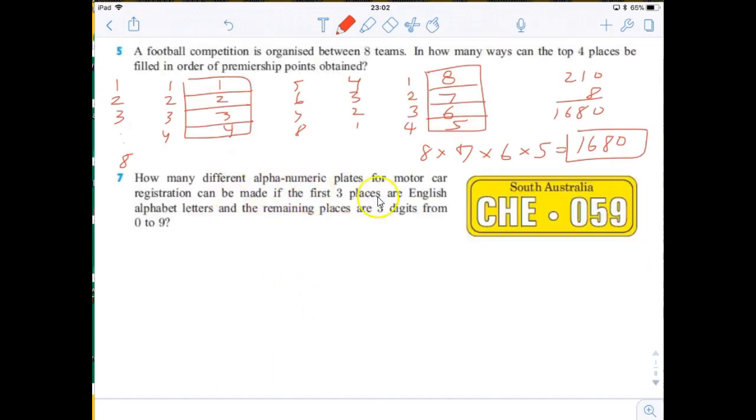How many different alphanumeric plates for a motor car registration can be made if the first 3 places are English alphabet letters and the remaining places are 3 digits from 0 to 9?